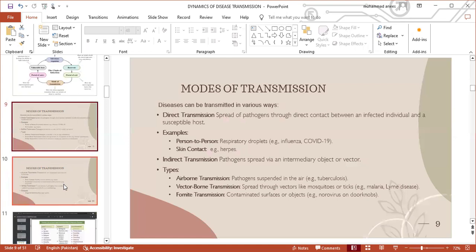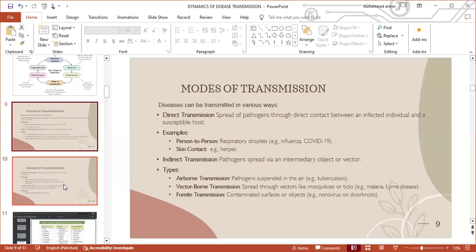Moving on to modes of transmission, how a disease spreads. It has various ways. One is direct transmission, in which the spread of pathogens through direct contact between an infected individual and a susceptible host. The examples include person to person and skin contact. Person to person contact, for example, respiratory droplets in case of influenza or COVID-19, skin contact, for example, in case of herpes virus.